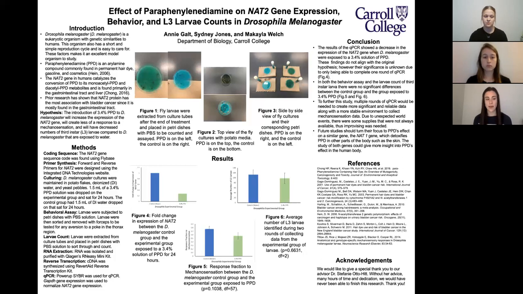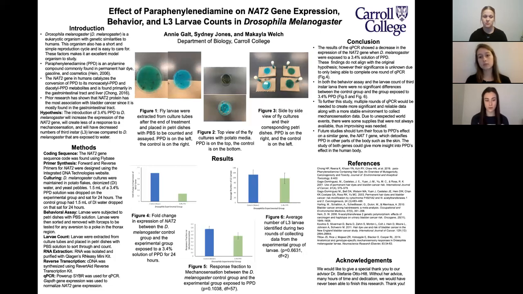So after we got our forward and reverse primers, we were able to start culturing our fruit flies. So the cultures were maintained in potato flakes with about 10 milliliters of deionized water and yeast pebbles as a food source. Once we cultured the flies, we separated them into experimental and control groups. The experimental group had 1.5 milliliters of a 3.4% solution of PPD dropped on top of the flies and the media, and that sat for a total of 24 hours. We did the exact same thing for the control group with 1.5 milliliters of deionized water, and that also sat for 24 hours.